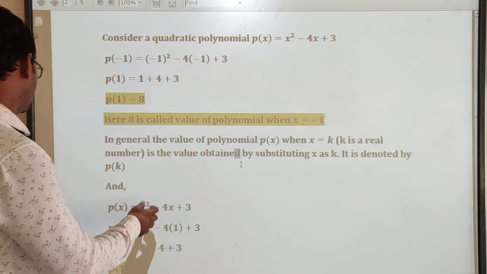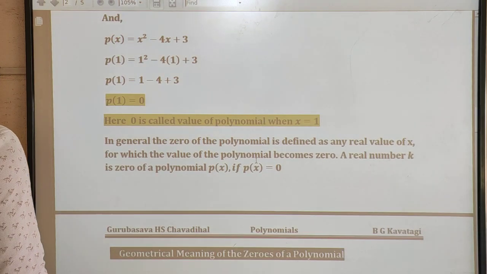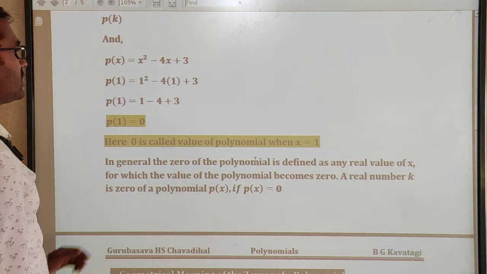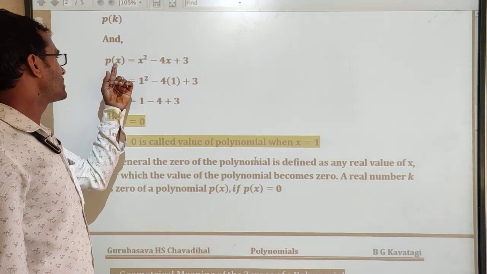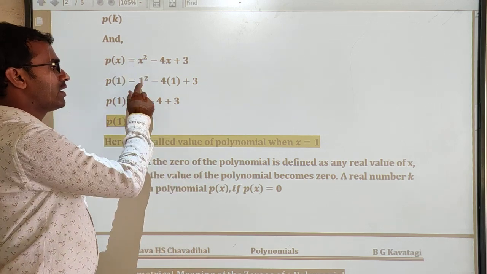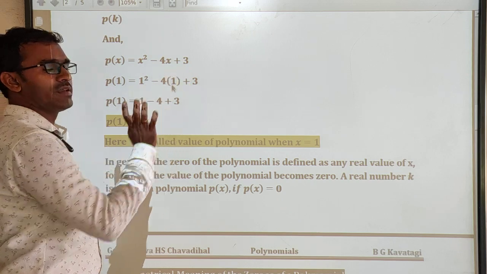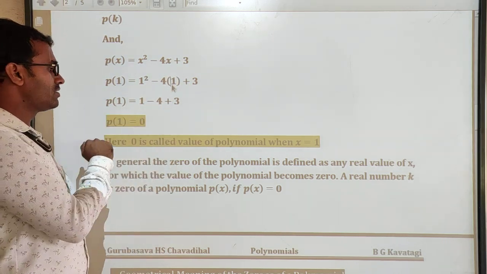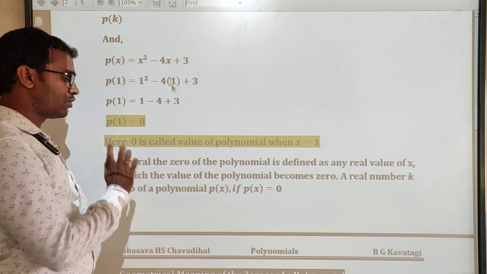Now substitute x equal to 1 in the above polynomial. We get 1 square minus 4 into 1 plus 3. Then simplification: 1 minus 4 plus 3 equals 0.